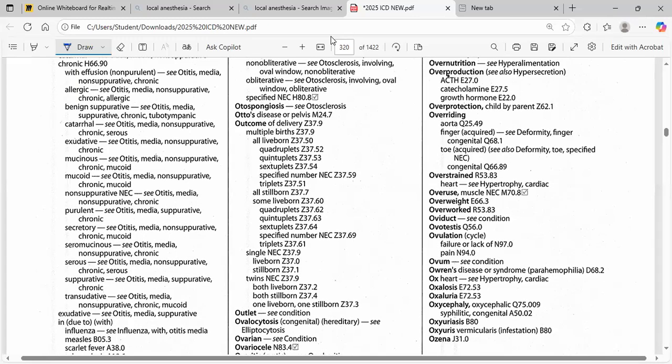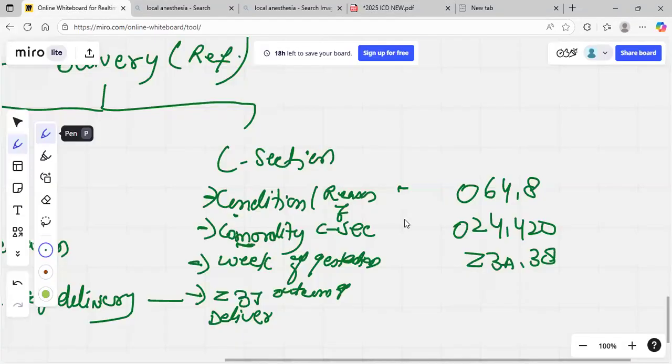Here we go. Here we have the outcome of delivery. In our documentation, it was not mentioned whether it's a multiple delivery or anything. In this case, we are going to use Z37.9 to represent the outcome of it.